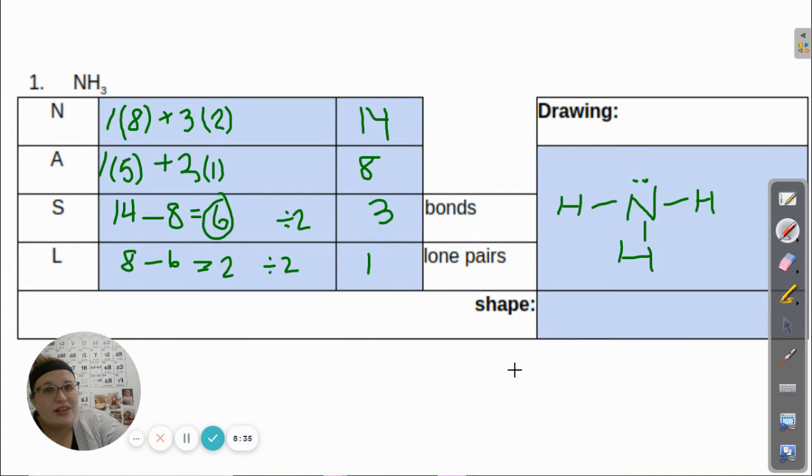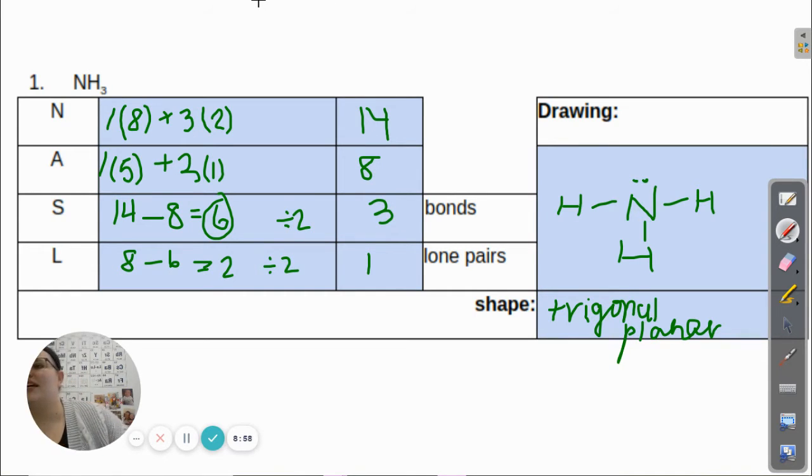So then the shape of this is going to be trigonal planar. I don't know if I can write that. Trigonal. Oh, super pretty handwriting. So trigonal planar. That is my first shape.